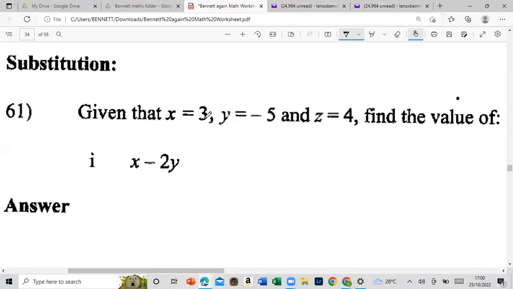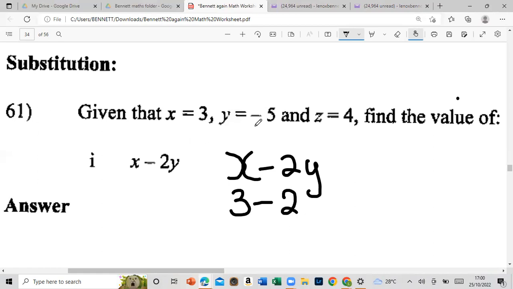So it says given x is equal to 3, y is equal to negative 5, and z is equal to 4. So we're going to find the value of x minus 2y. I'm going to just rewrite that now. The value of x is 3, so we substitute 3 for x. These are very prevalent in CSEC, and it says minus 2y. So the value of y is negative 5, so we put that in the bracket.